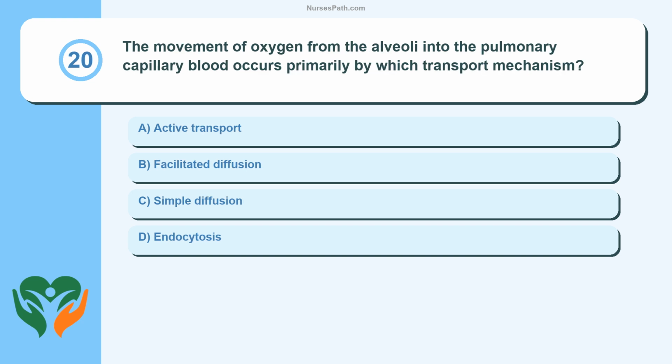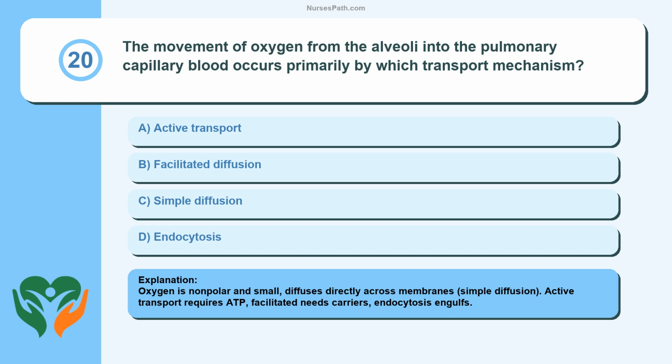Question 20. The movement of oxygen from the alveoli into the pulmonary capillary blood occurs primarily by which transport mechanism? Active transport. Facilitated diffusion. Simple diffusion. Endocytosis. Oxygen is nonpolar and small, so it diffuses directly across membranes by simple diffusion. Active transport requires ATP, facilitated diffusion needs carriers, and endocytosis engulfs.